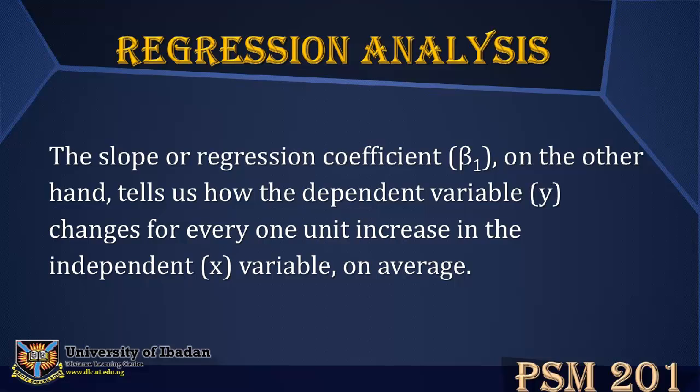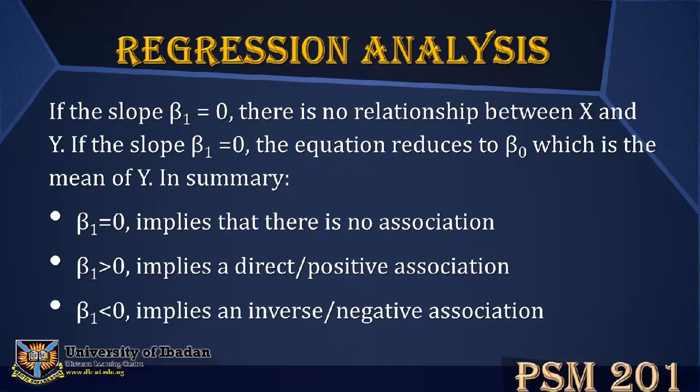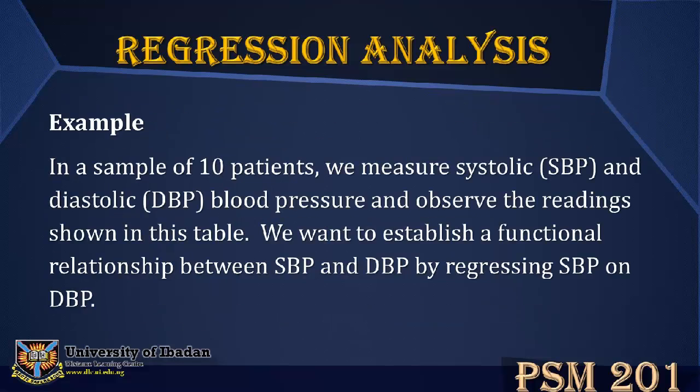On average, if the slope beta 1 is equal to 0, there is no relationship between x and y. If the slope beta 1 is equal to 0, the equation reduces to beta naught, which is the mean of y. In summary, beta 1 equal to 0 implies that there is no association. Beta 1 greater than 0 implies a direct or positive association. Beta 1 less than 0 implies an inverse or negative association.